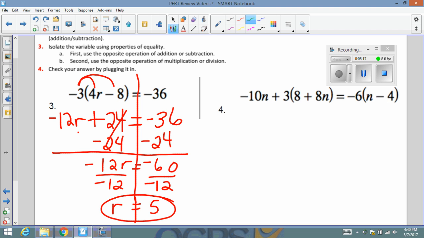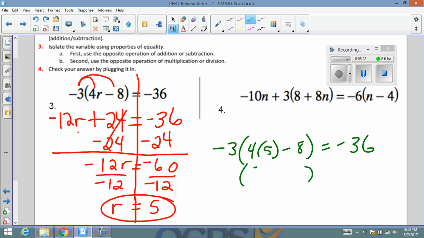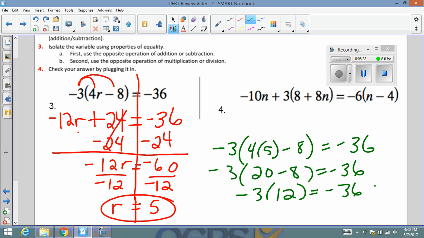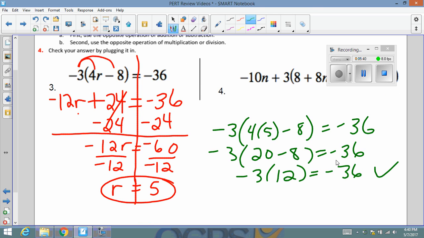Again, I can check my answer. Negative 3 times (4 times 5 minus 8). Do inside my parentheses first, so 20 minus 8. So I get negative 3 times 12 equals negative 36. And that is a true statement, so I can be sure that I did the problem correctly.